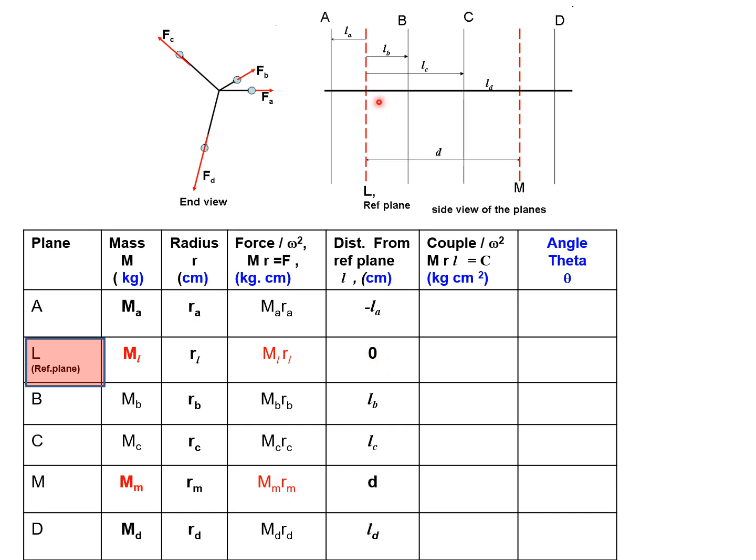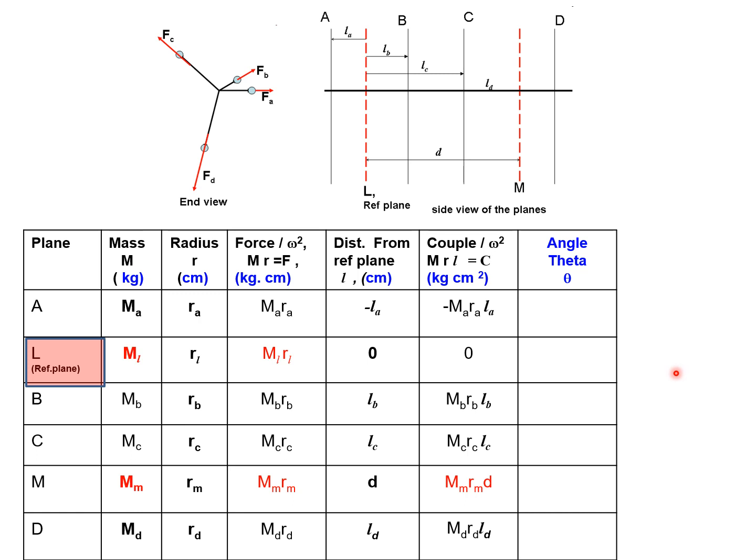So L plane distance would be 0, and the distance of mass A from L plane will be minus LA, and distance of mass B from L plane would be LB. Then we have to show distances of all the masses and all the planes with reference to L plane. So 0, LB, LC, D and LD. In this problem we'll assume that D is also known to us. Then, now knowing MR and the rest, we can find MRL. So like this we can find the MRL column.